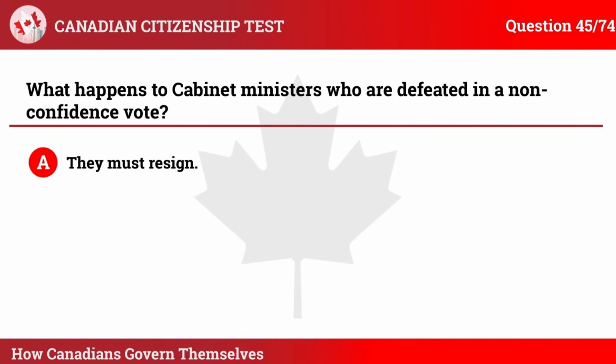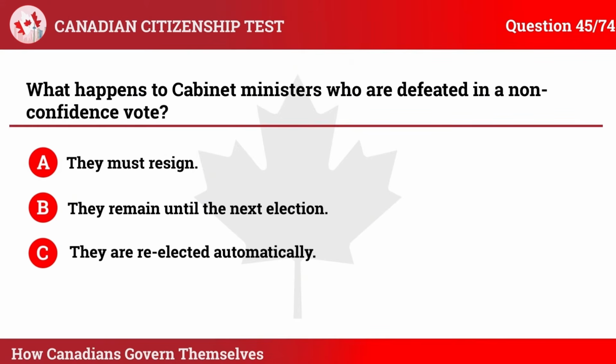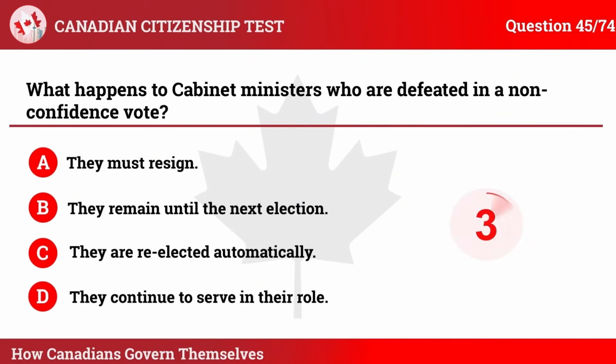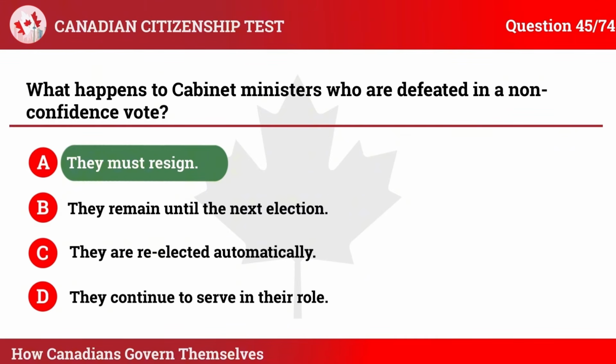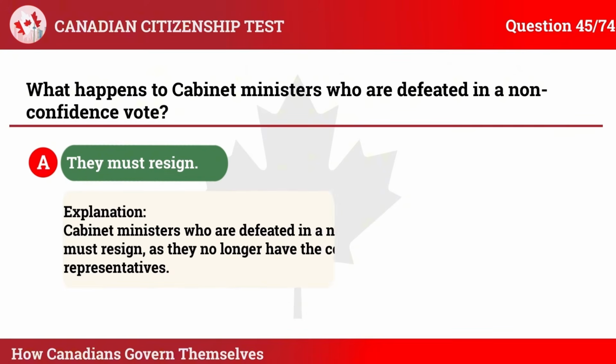A. They must resign. B. They remain until the next election. C. They are re-elected automatically. D. They continue to serve in their role. The correct answer is A. They must resign. Explanation: Cabinet ministers who are defeated in a non-confidence vote must resign, as they no longer have the confidence of the elected representatives.